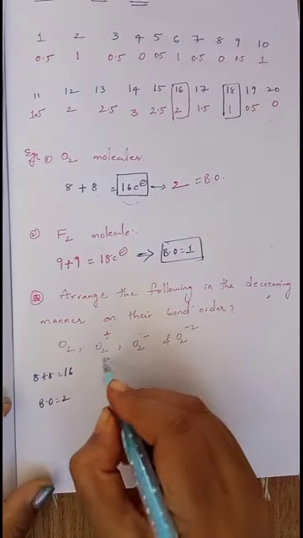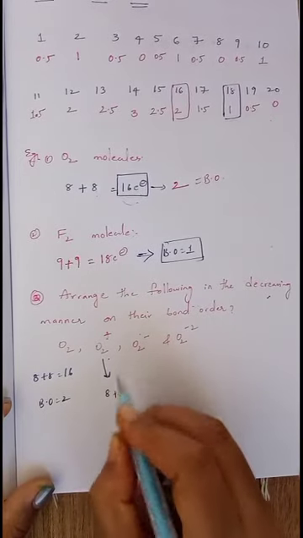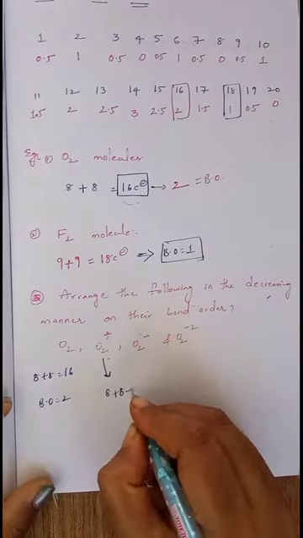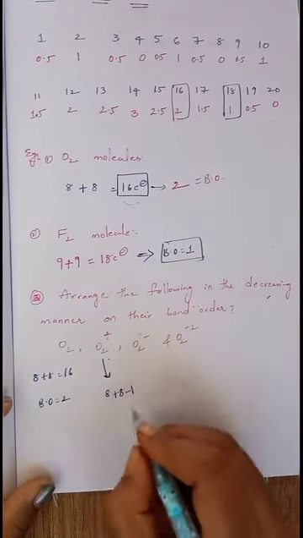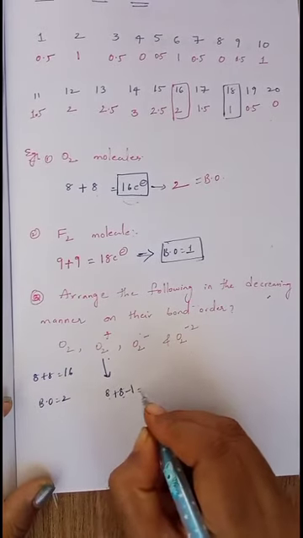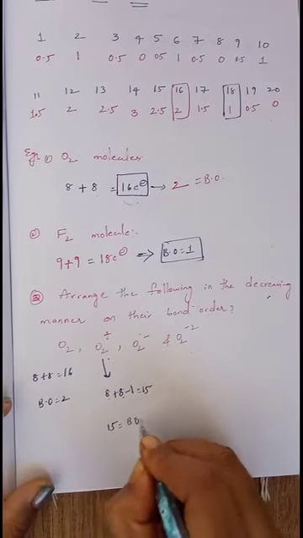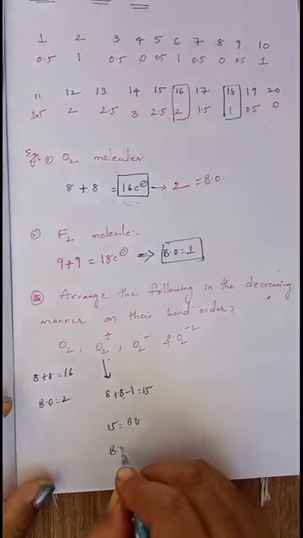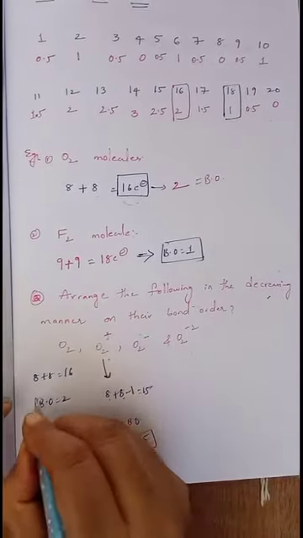For O2 plus, we will discuss 8 plus 8. If plus is there, it is losing 1 electron, so you have to write minus 1. 16 minus 1: 8 plus 8 is 16, and 16 minus 1 is 15. What is the bond order for 15 electrons? It is 2.5. So the bond order is 2.5 for this molecule.